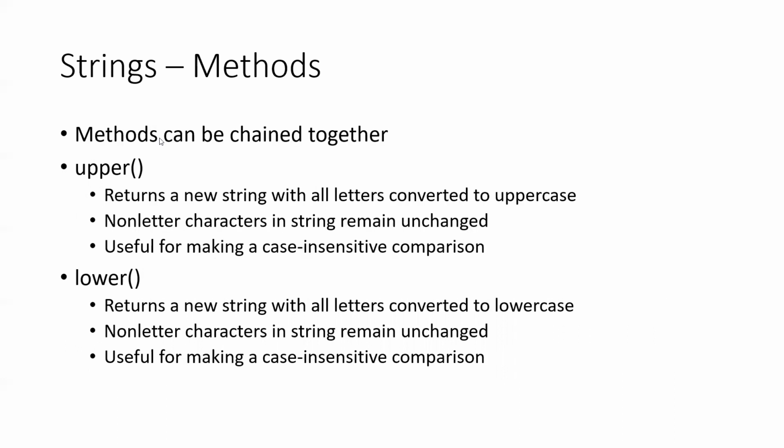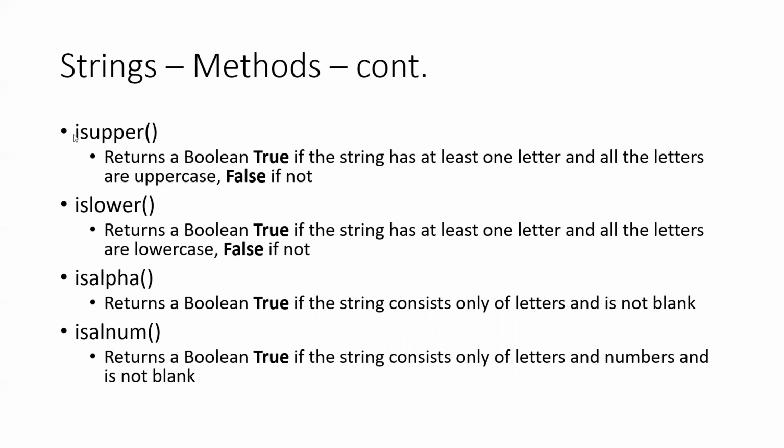If we need to do tests against strings, we can use isupper in order to figure out whether it returns a Boolean True, in which case at least one letter, or all the letters, are uppercase. islower is going to check to see if at least one letter, or all letters, are lowercase. isalpha is going to make sure that we only use letters and it's not blank. And isalnum is going to make sure that we have just letters and numbers, and no blank space.